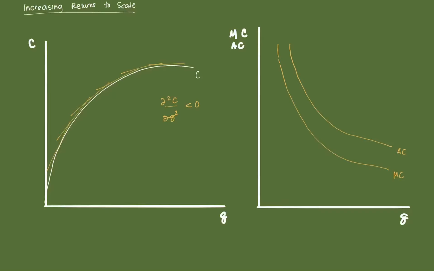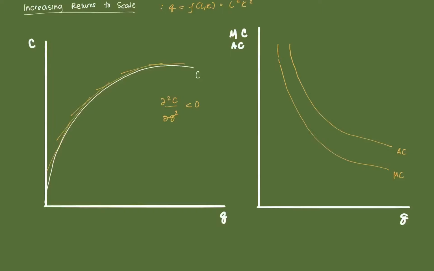If you want to try a function with that example, you can opt to try Q is equal to F(L, K) is equal to L squared K squared. So this function is a production function that displays increasing returns to scale.